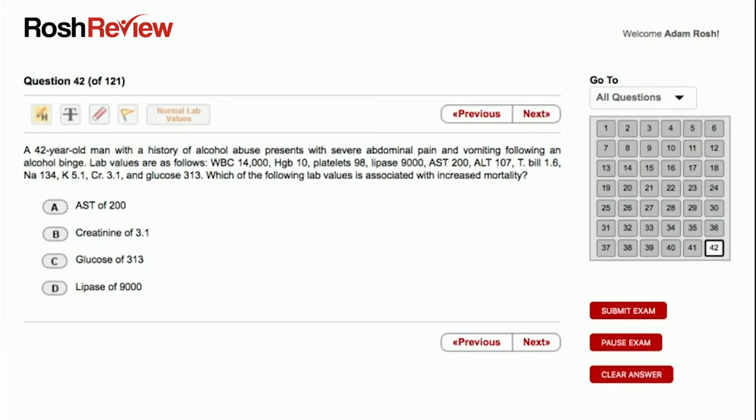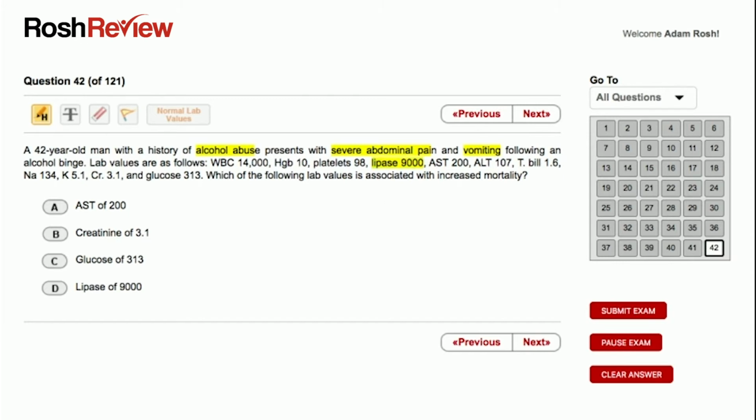Ranson's criteria. That's right. So this patient here, classic for acute pancreatitis. So we have a 42-year-old. He has a history of alcohol abuse. He comes in with severe abdominal pain and vomiting. Now, we diagnose acute pancreatitis with a lab value of lipase being elevated here, significantly elevated of 9,000.